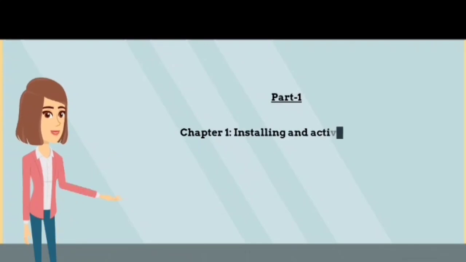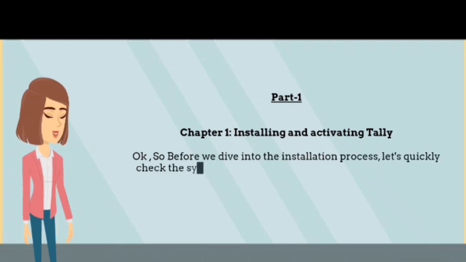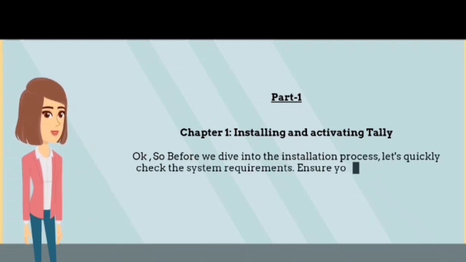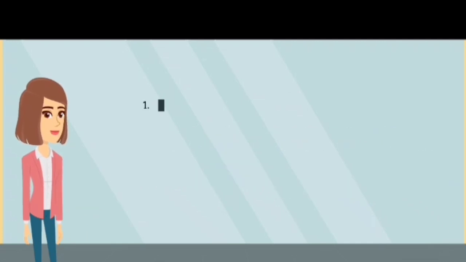Chapter 1: Installing and Activating Tally. Okay, so before we dive into the installation process, let's quickly check the system requirements. Ensure you have at least 1 GB of RAM and 500 MB of disk space. Tally works best on Windows 7 or later.